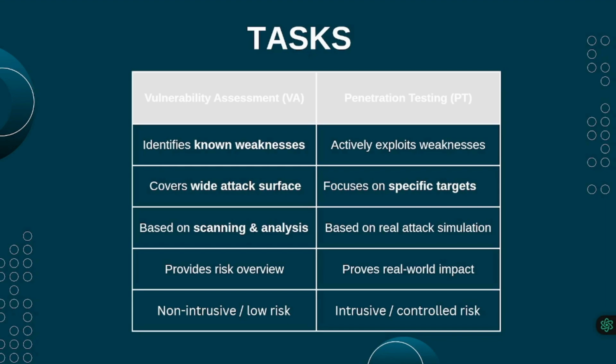Risk difference: VA is safe, with no system damage, and mostly automated. But pen testing is not as safe. It can break functionality, needs permission, and requires controlled execution. That way, PT is intensive, not dangerous.